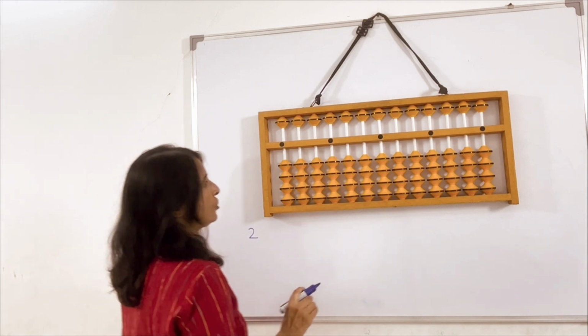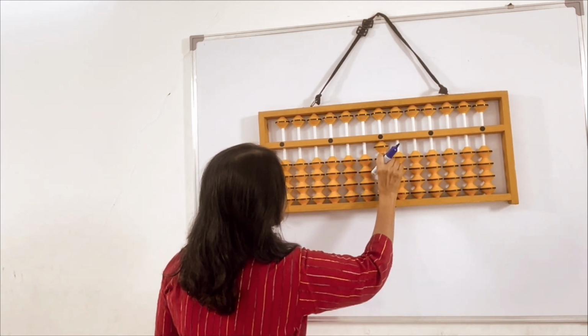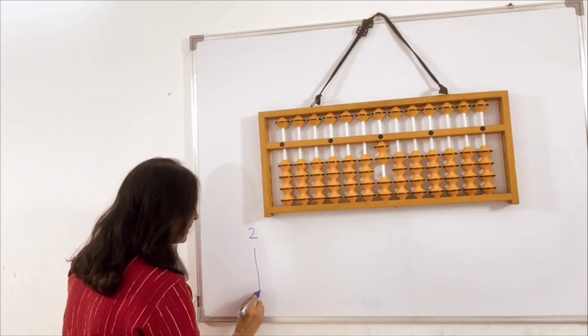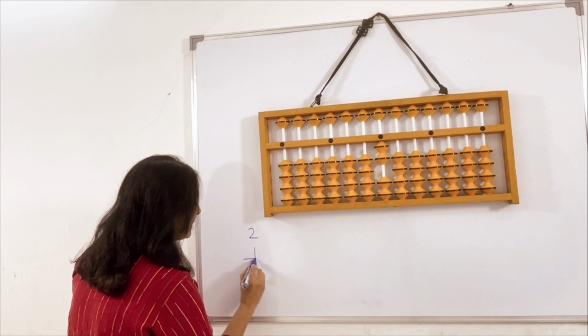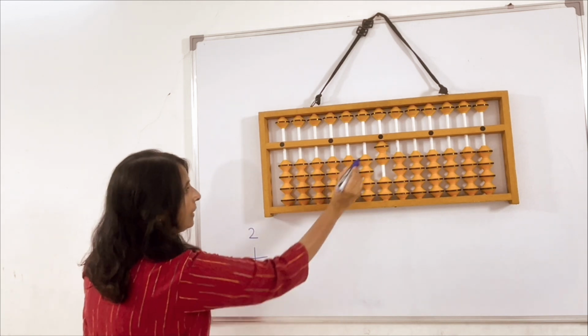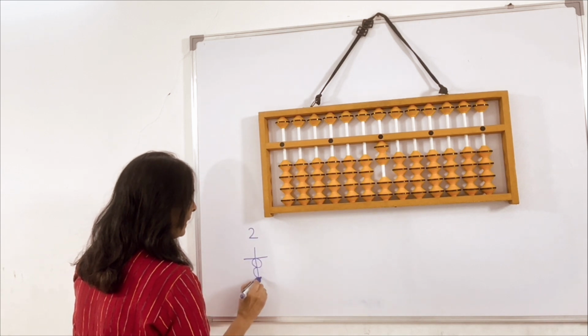So this is 1 and this is 2. But how do we write in the book? This is considered as the ones place and this is the answer bar. So we have to draw the same thing, two lower beads, 1 and 2.